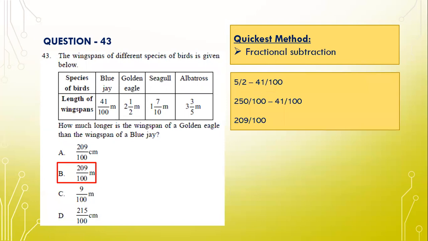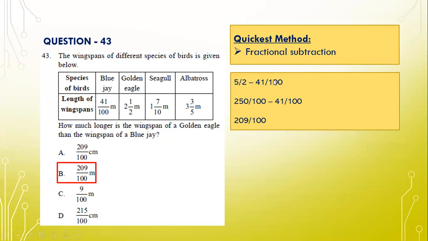Again, the wingspans of different species of birds is given below. And how much longer is the wingspan of a golden eagle than the wingspan of a blue jay? Again, easy question. So fractional subtraction. Golden eagle is 2 integer 1 upon 2. So 2 integer 1 upon 2 is 2 into 2, 4, 4 plus 1 is 5, 5 upon 2. So 5 upon 2 minus wingspan of blue jay. What is the wingspan of blue jay? It is 41 upon 100. So 5 upon 2 minus 41 upon 100.